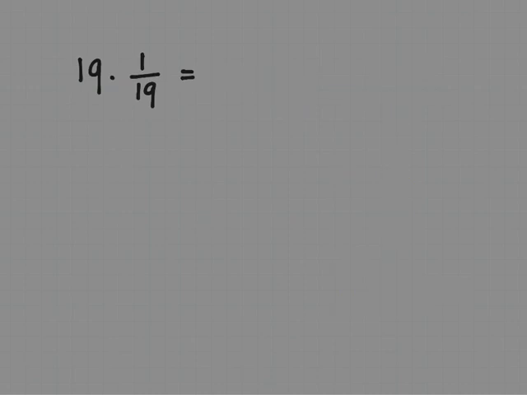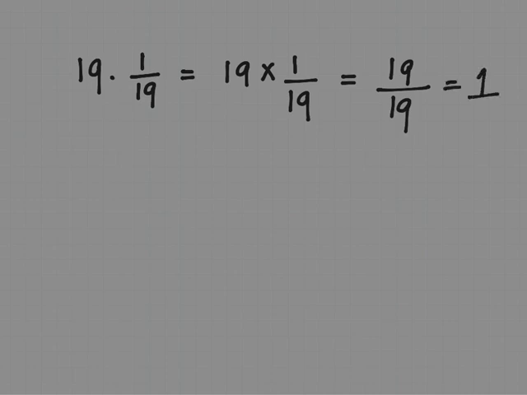19 dot 1 by 19 equals what? So that can be written as 19 times 1 by 19. So multiply the numerators together, it becomes 19 by 19, which is 1.